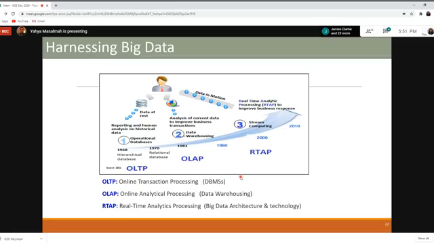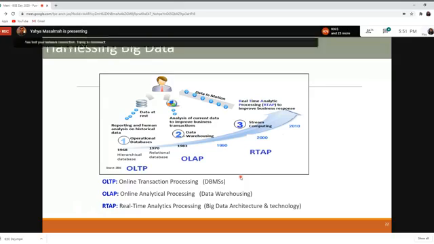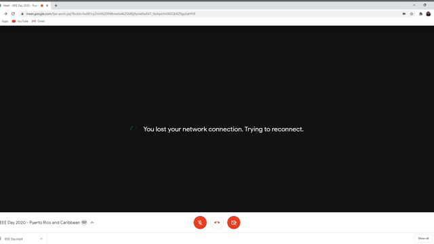We have OLAP, which is online analytic processing, data warehousing to store data and to extract information. And we have RTAP, which is very important also, the real-time analytic processing, and this is very challenging. Big data architecture and technology are based on this also. Of course, there is collaboration between all of them. We are not focusing on only one given method of data analytics.